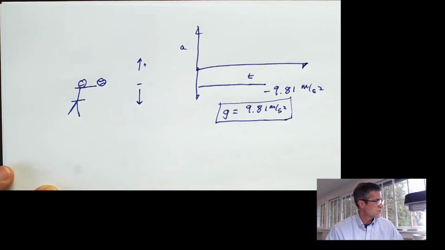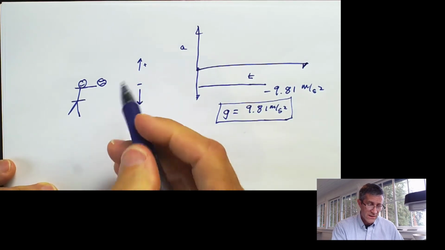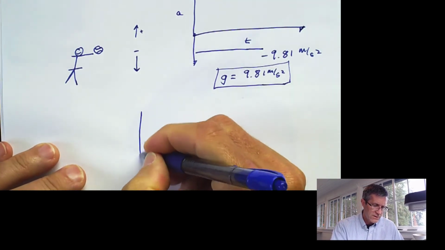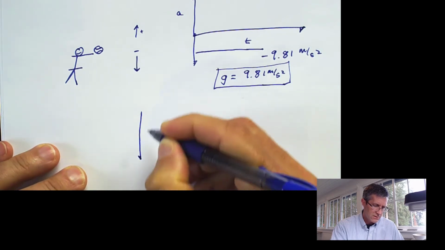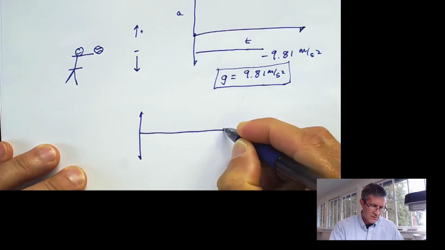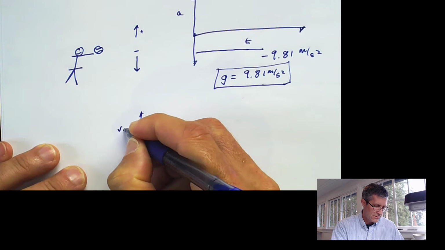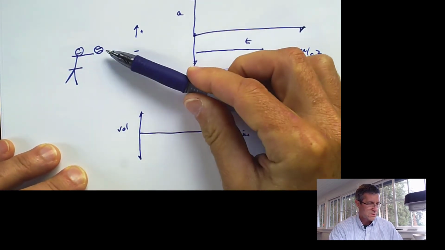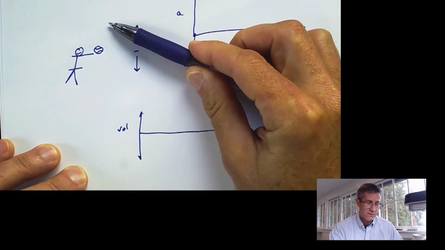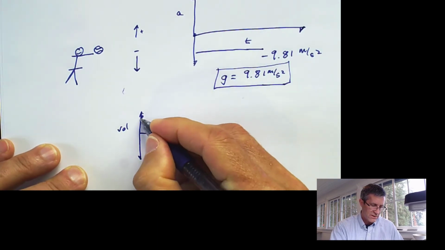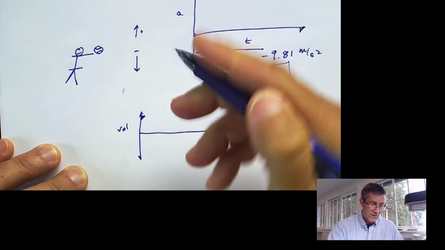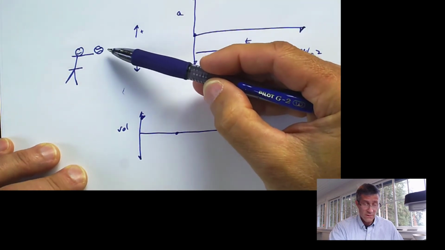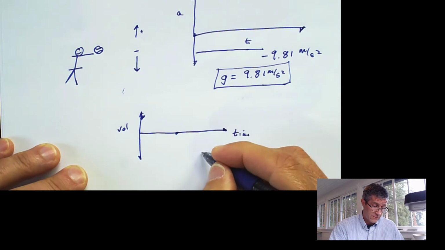Okay, so that's acceleration. What does velocity look like? As soon as I release this ball, what does my velocity look like? Let me draw a velocity graph, velocity over time. What's going to happen is it's going to start going up in this positive direction, so it starts with positive velocity. It's going to come to a stop, with zero velocity. And then eventually it's going to be going fast on the way back down.